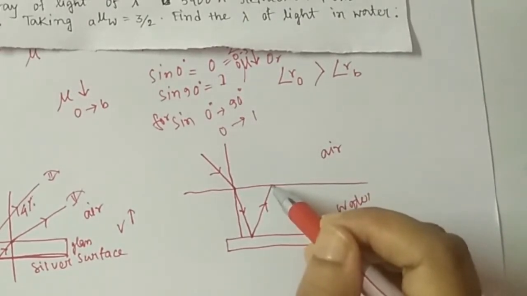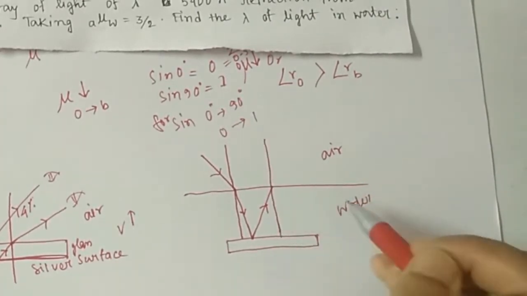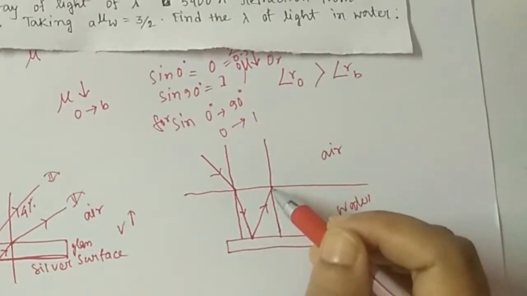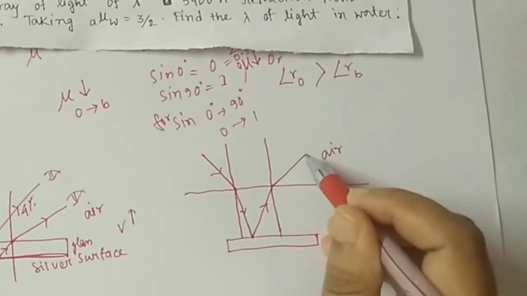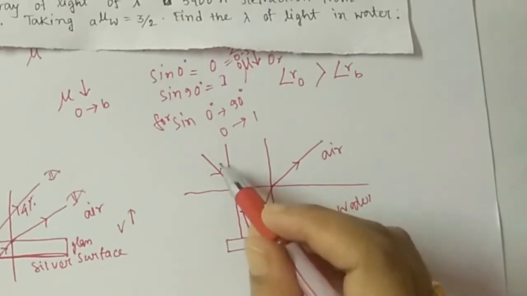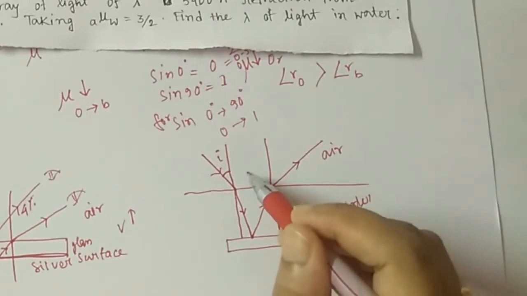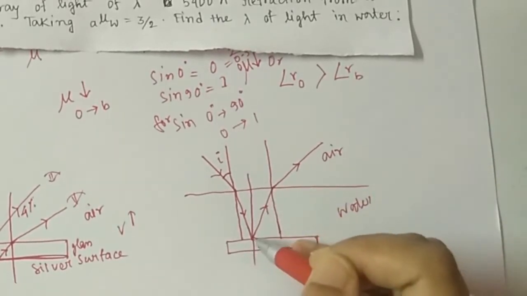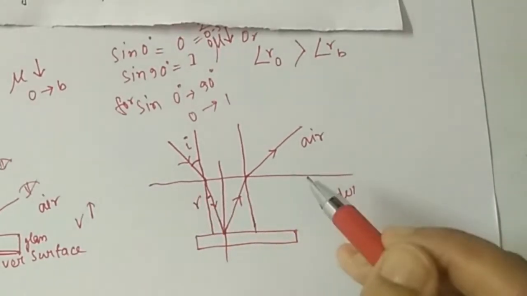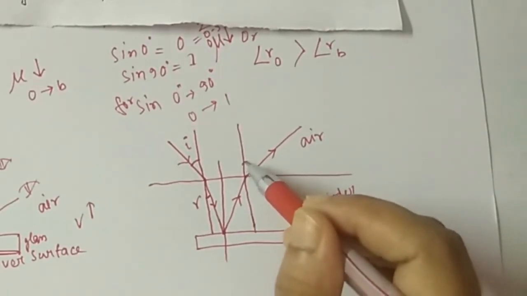This is the point of incidence, so we will draw the normal along this point. When the ray moves from water to air, as the velocity of light is increasing, it will slightly bend away from the normal. Here this is the angle of incidence i. I will also draw a normal over here, as this is also a point of incidence, and this is the angle of refraction for the second time.